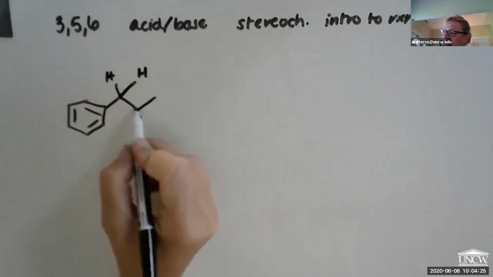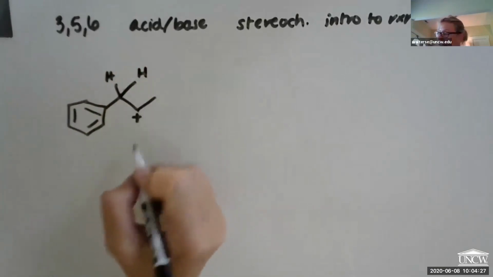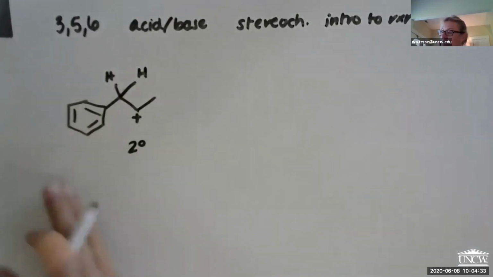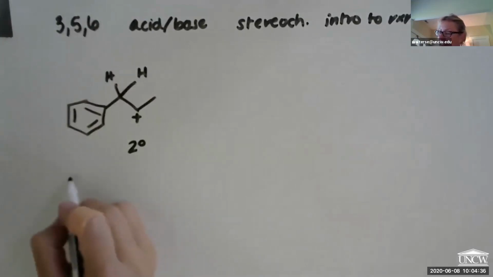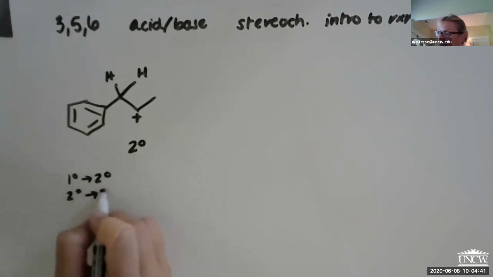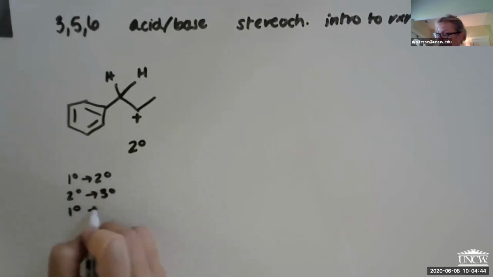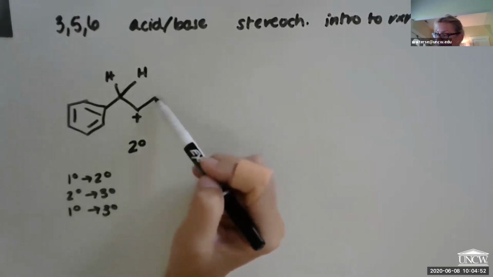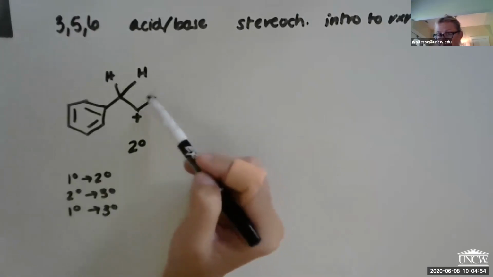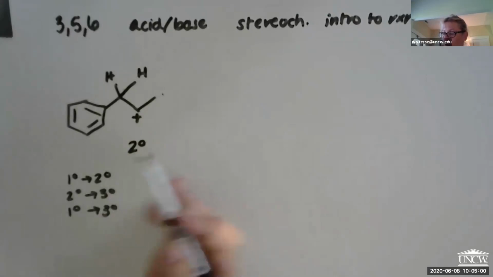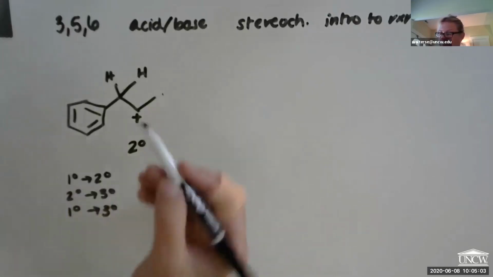Okay, so this carbon is a secondary carbocation. And typically, if you have a list, you could say primary will become secondary, secondary will become tertiary, primary will become tertiary. Okay. So based on this list, there won't be a hydride shift from over here because that would take a secondary to a primary. So you never go reverse, you never go worse.